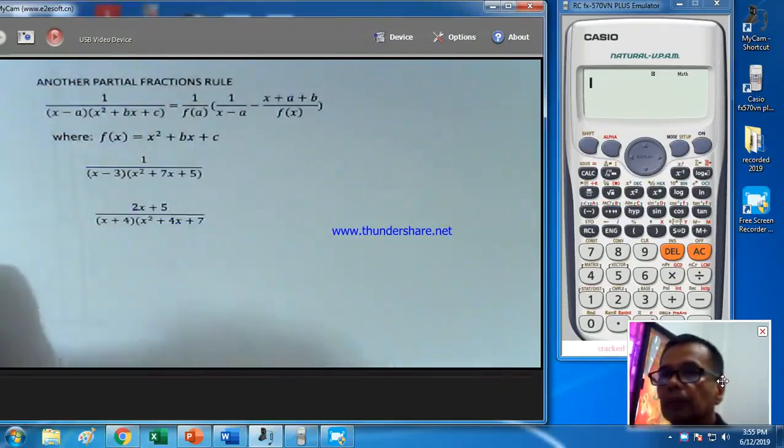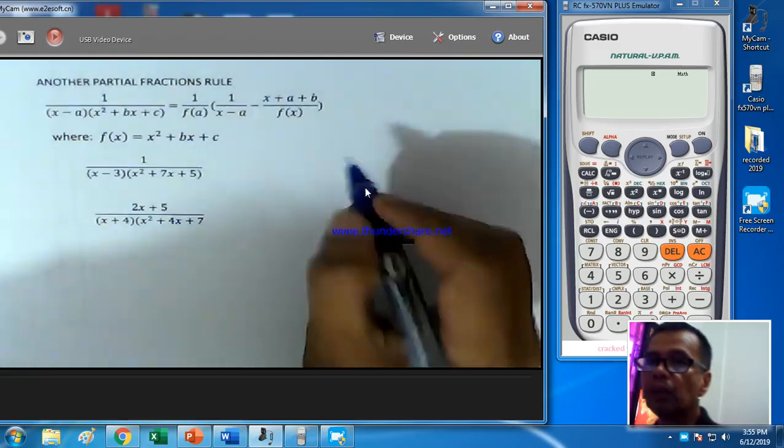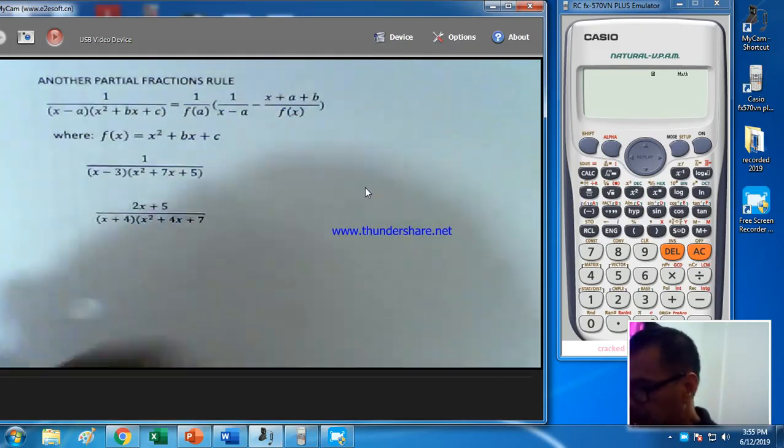Alright, good day. I am Engineer Tolentino and I'm going to present to you another very powerful partial fraction rule that is not written in books. Okay, so here is another rule.